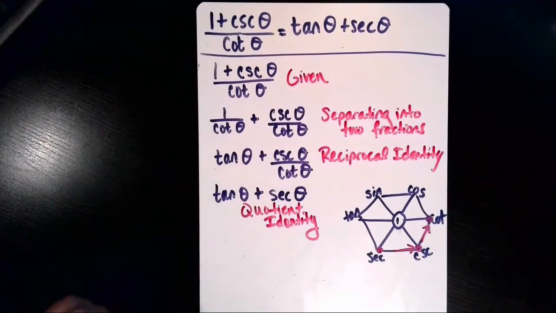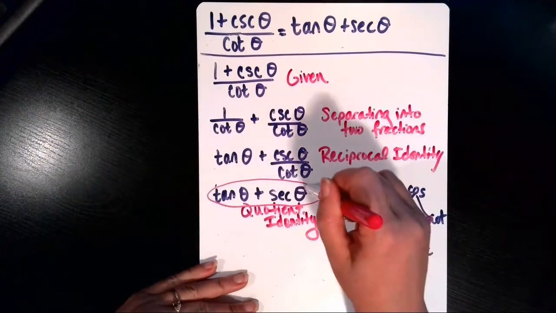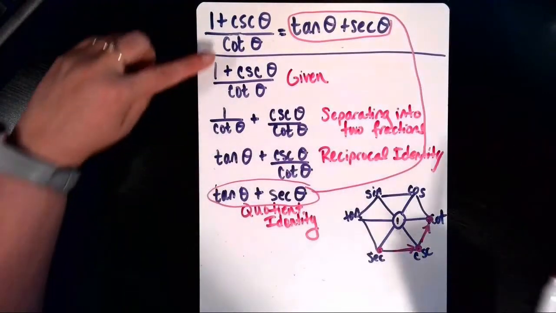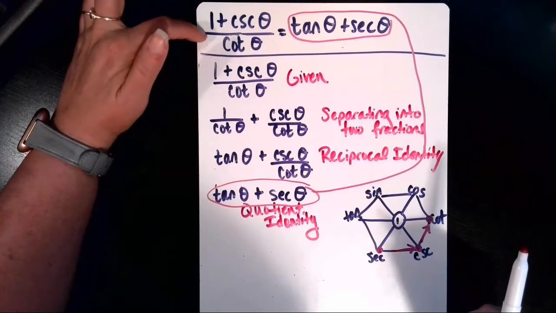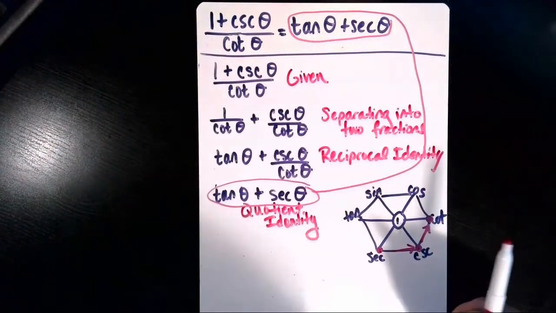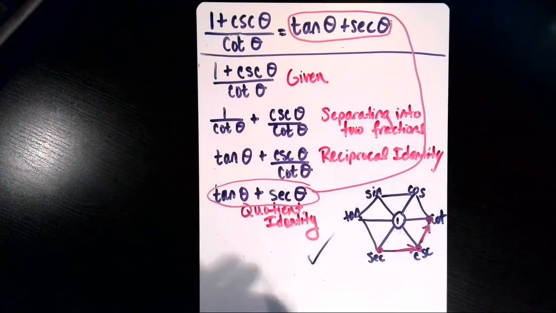from that trig hexagon. And that is what I set out to do, right? I set out to show that 1 plus cosecant of theta divided by cotangent of theta is equal to tangent of theta plus secant of theta, and I've done it, and so this identity has been verified.